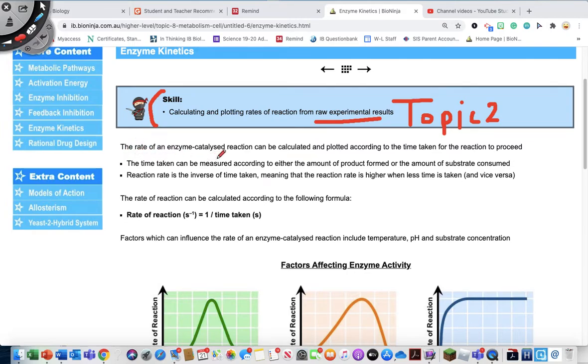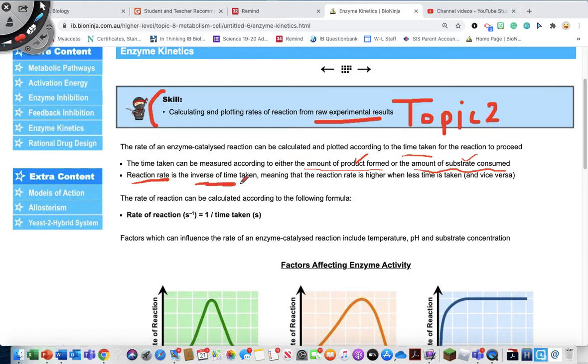The rate of an enzyme catalyzed reaction can be calculated and plotted according to the time taken for the reaction to proceed. The time taken can be measured according to either the amount of product that is formed or the amount of substrate that is consumed. So think about it. If you're doing a practical experiment and you want to see how fast the reaction takes place, well, you can either measure how much of the product is formed, or you can measure how much of the substrate gets consumed.